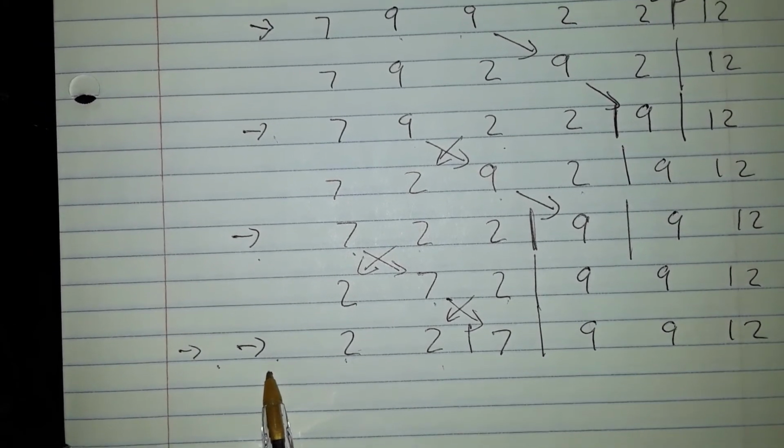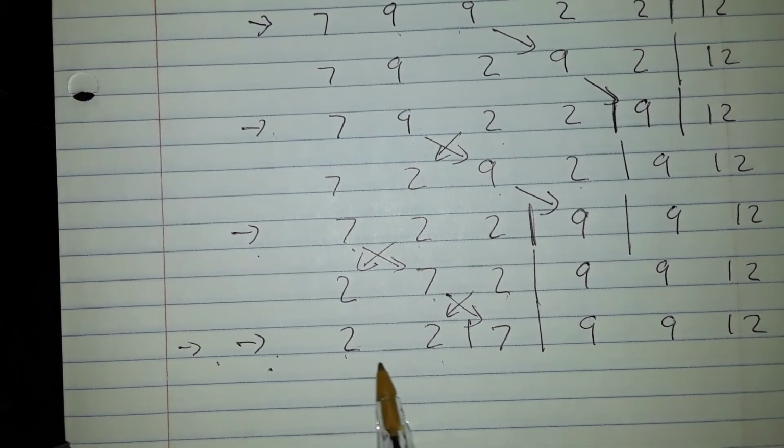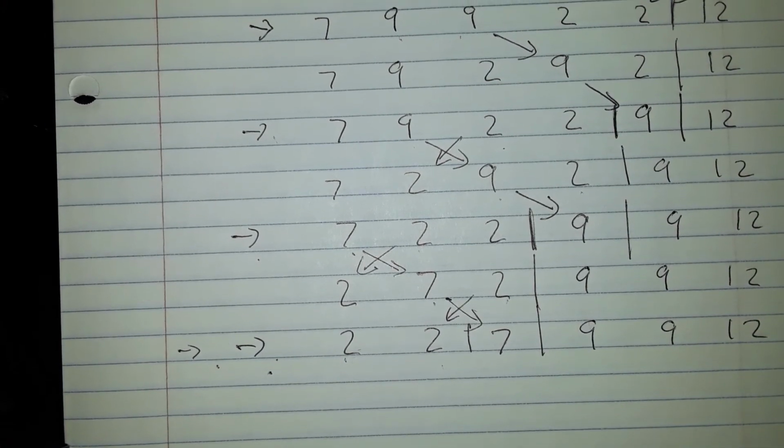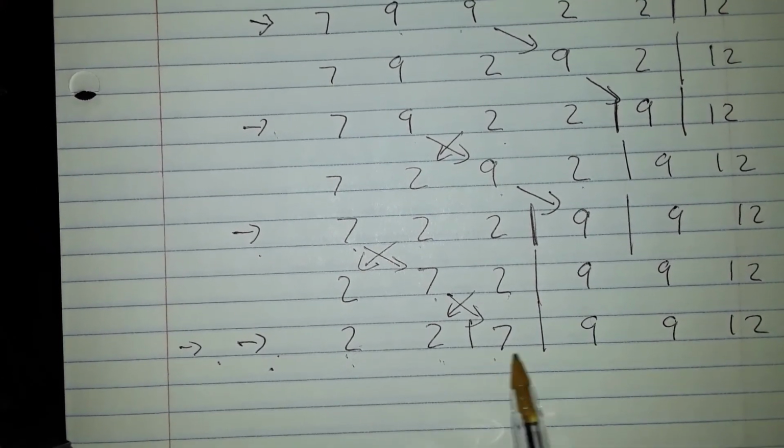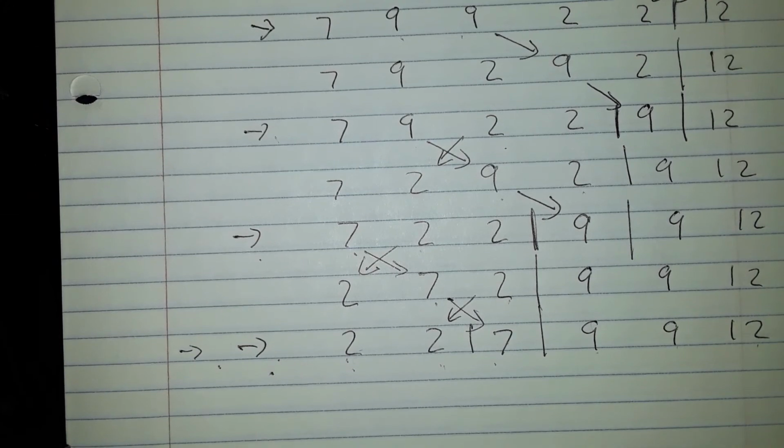No swaps occurred, which means we have now completed the sort. And 2, 2, 7, 9, 9, 12. That is indeed in correct order.